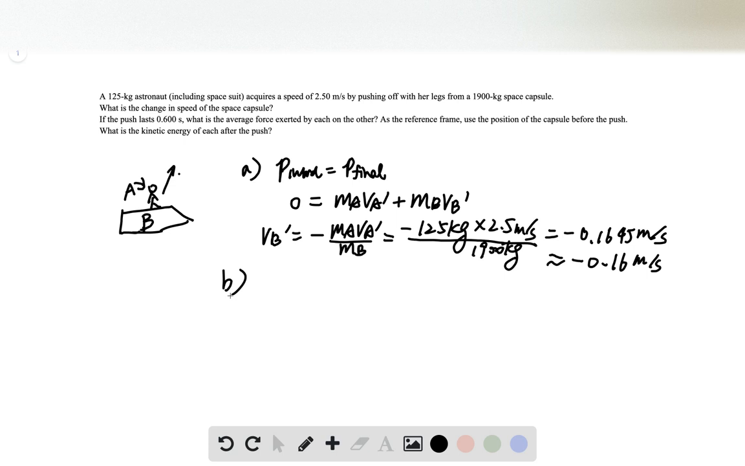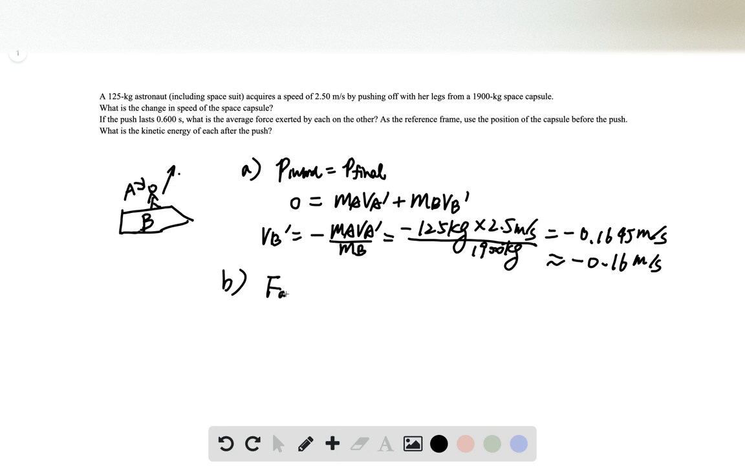So part B, if the push lasts 0.6 seconds, what is the average force exerted by each on the other? So firstly, because of Newton's third law, we know the average force exerted by the astronaut on the space capsule, and the opposite, will be equal and opposite. It will be the same magnitude and in the opposite direction. So because of that, we only need to calculate one. We don't need to calculate both. As a double check, you can calculate both, but they'll be the same. So here, let me just use the astronaut to calculate the force.